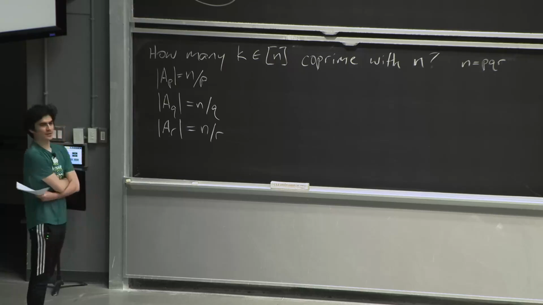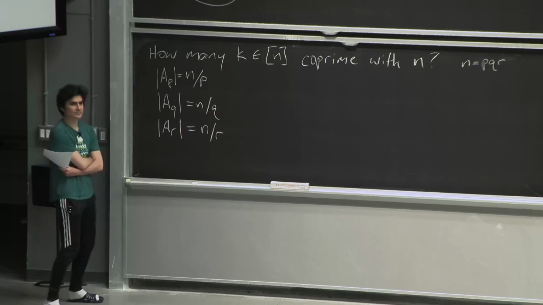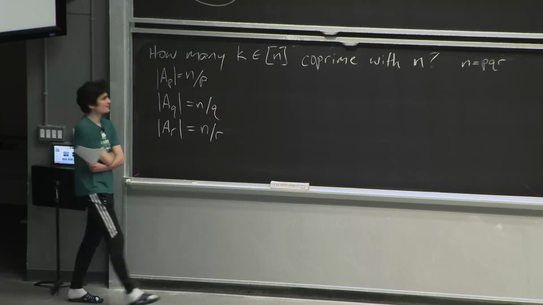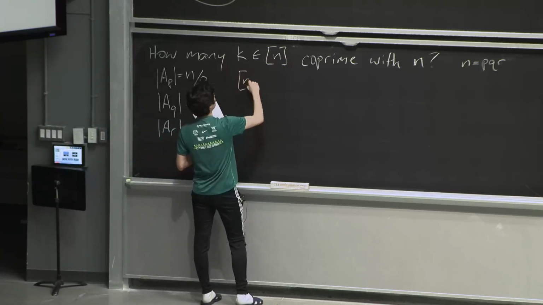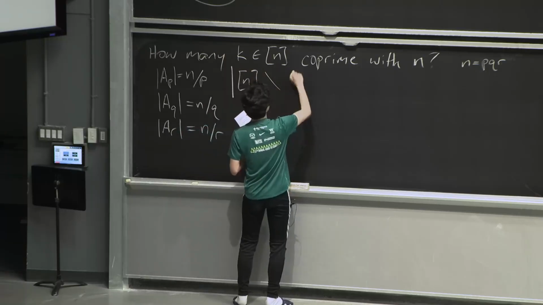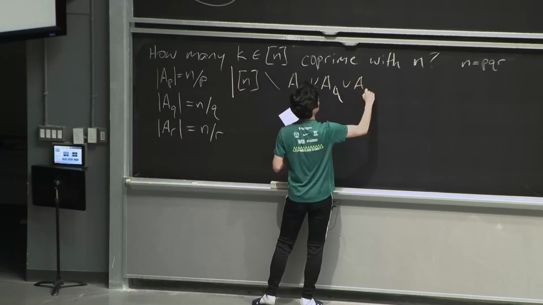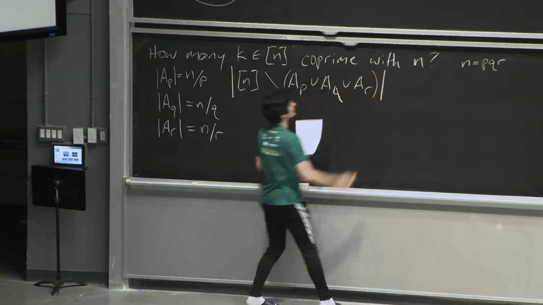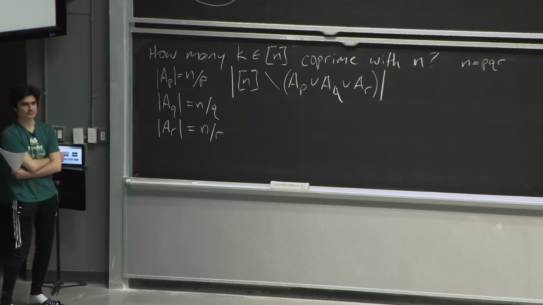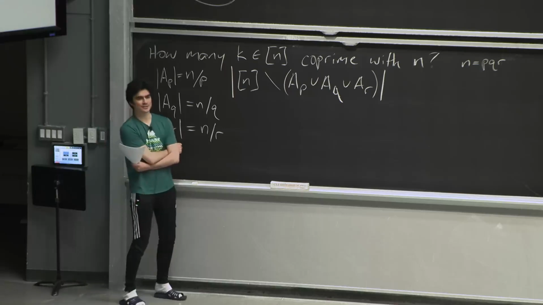Now, what exactly are we trying to compute? What we really want is the complement of the union of these 3 sets, right? So we're trying to compute the size of n minus A_p union A_q union A_r. Okay, so now we can use inclusion-exclusion.